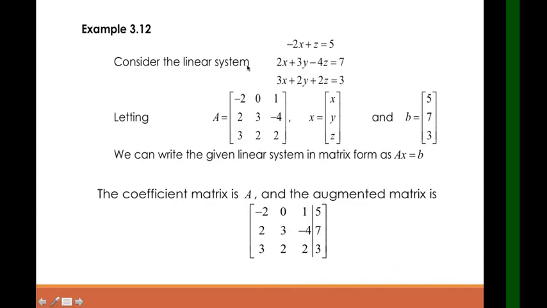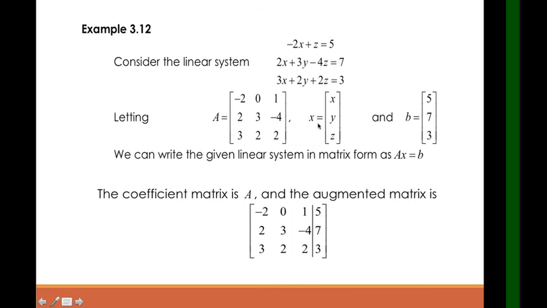So consider the linear system: negative 2x plus z equals 5, 2x plus 3y minus 4z equals 7, 3x plus 2y plus 2z is equal to 3. Now, these are the given. Now, we will get the constant numbers. So we have negative 2. There's no y, so 0. Then for z, we have 1. And then we have 2, 3, and negative 4. Then 3, 2, and 2.